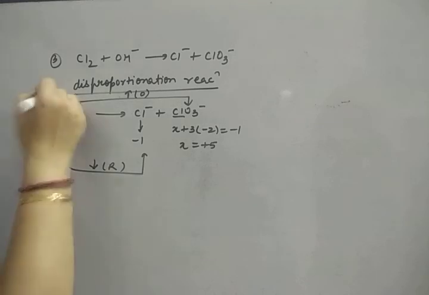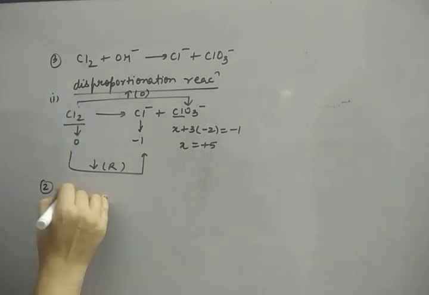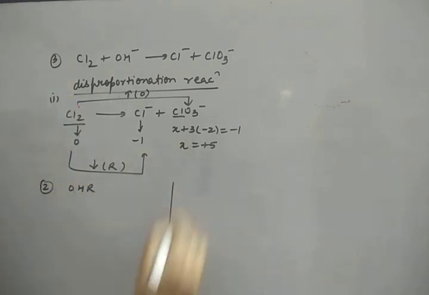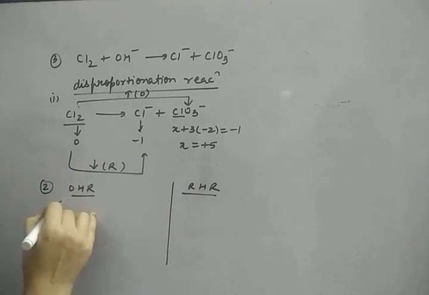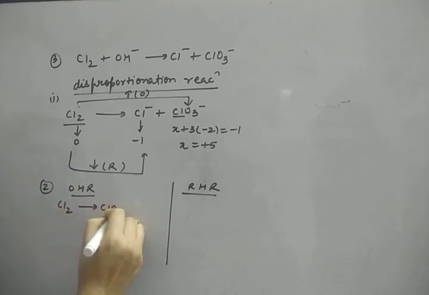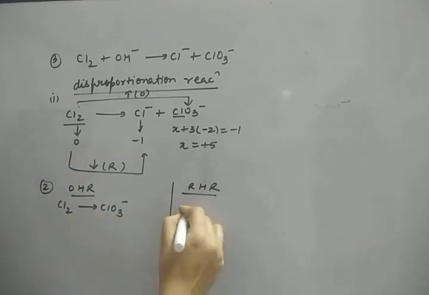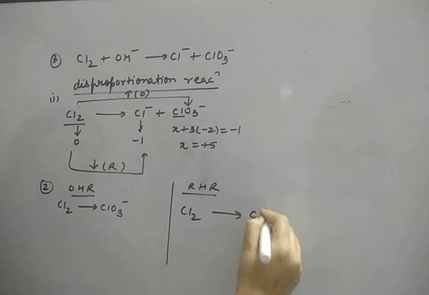Now we'll separate the two half reactions. So oxidation half reaction and reduction half reaction. So oxidation half reaction is this. Okay, and reduction half reaction is this. Okay, so these are the two half reactions and now we'll balance them separately.